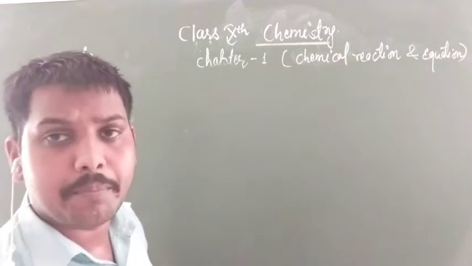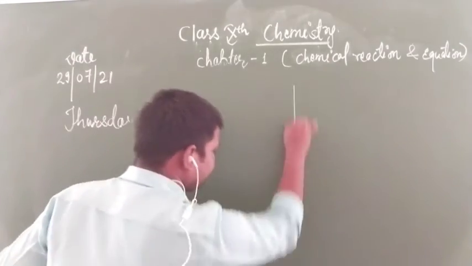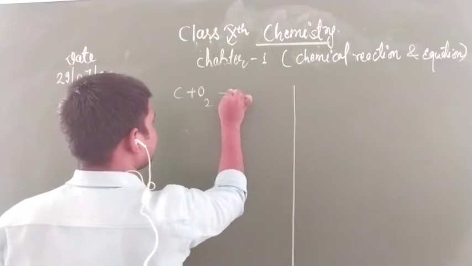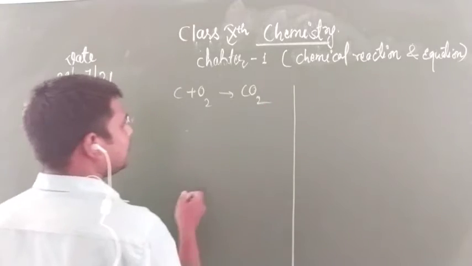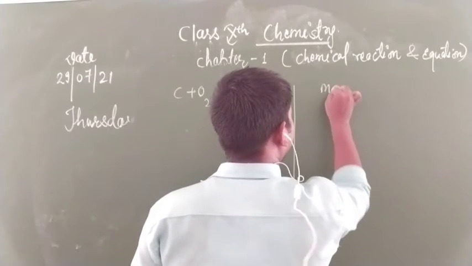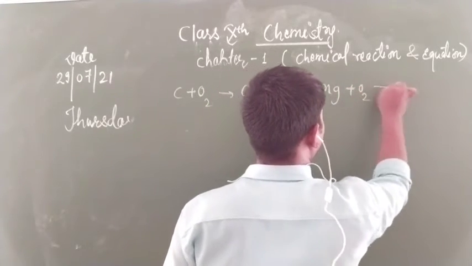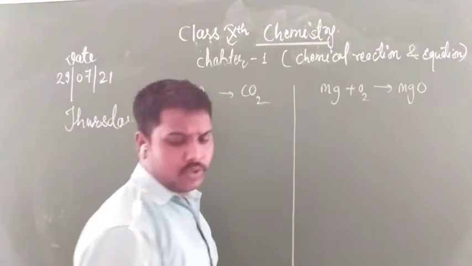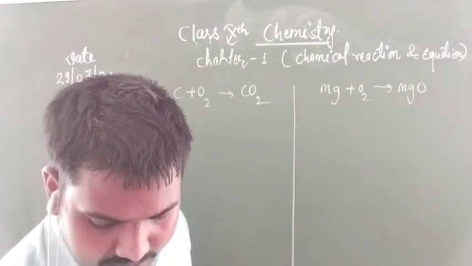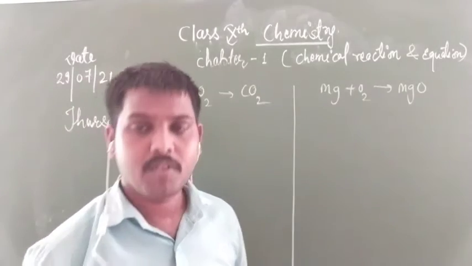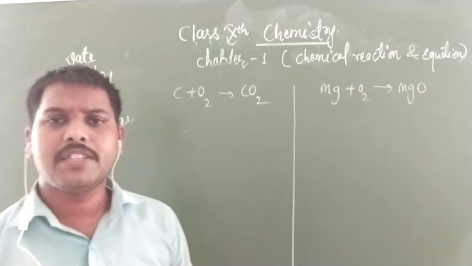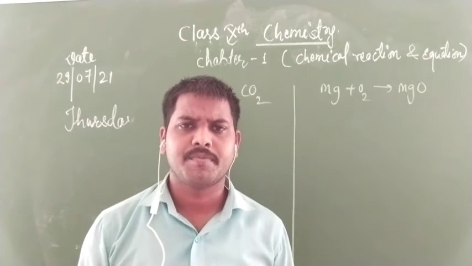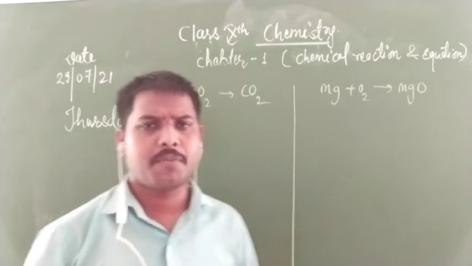We have taken two examples. Carbon plus oxygen gives carbon dioxide, and magnesium burns in air to give magnesium oxide. Now children, remember that in class 9th, I had discussed the law of conservation of mass.